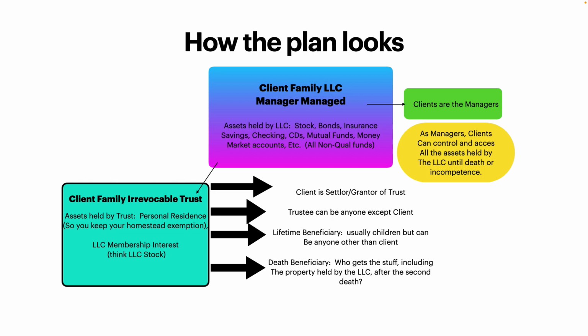That can be a bank, that can be my law firm, that can be your children, that can be your sister, your cousin, whoever, your best friend. Doesn't matter as long as they are trustworthy and reliable. That's really all that matters for the trustee. The lifetime beneficiary means who can get property out of that trust while the grantors are still living. Again, usually the children, but can be anyone. Then the death beneficiary. Who gets all the stuff when the clients have passed away, at the second death? So if I'm dealing with a married couple, nothing gets distributed, nothing changes until both spouses are deceased.